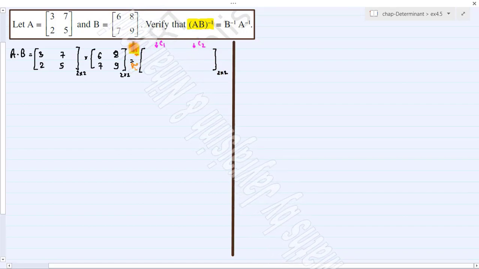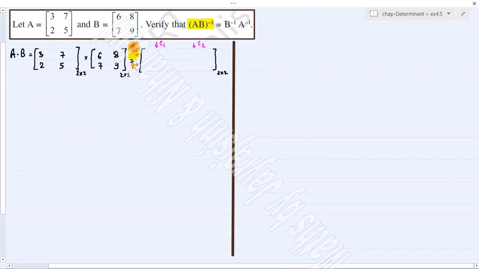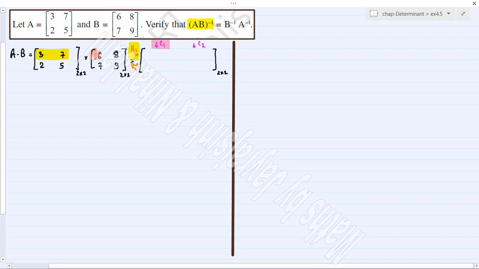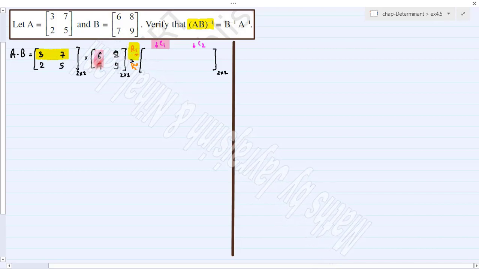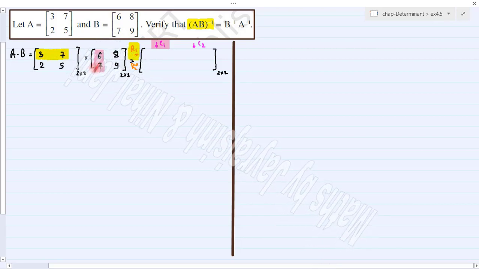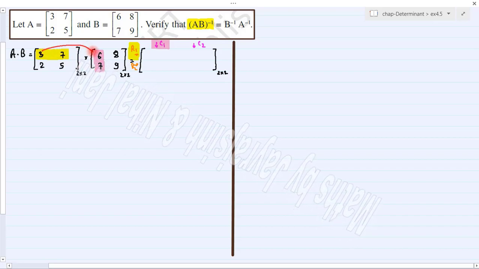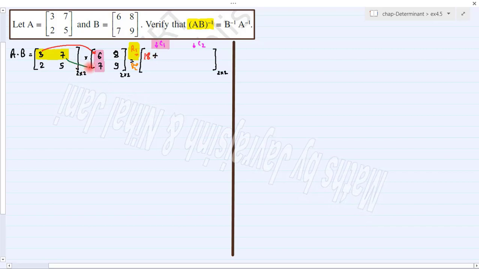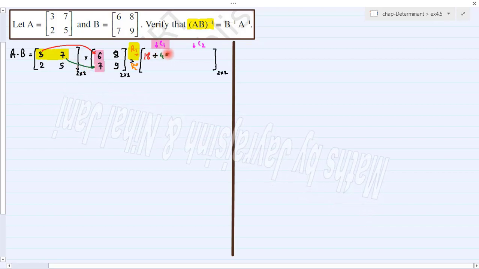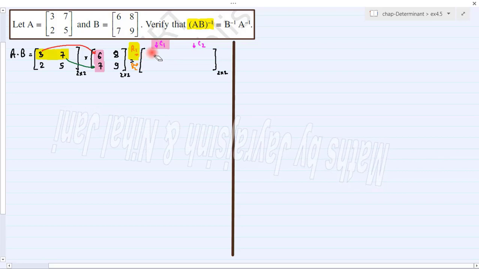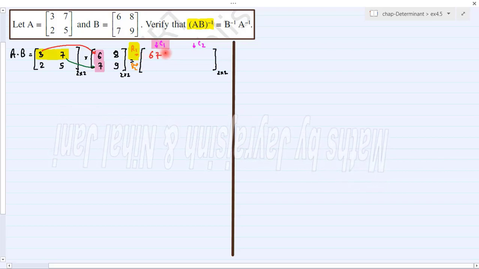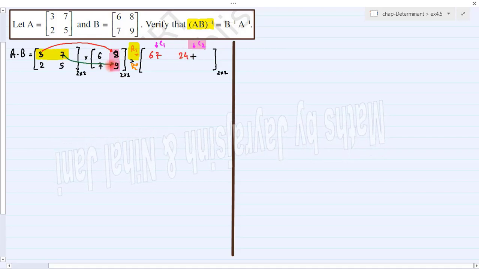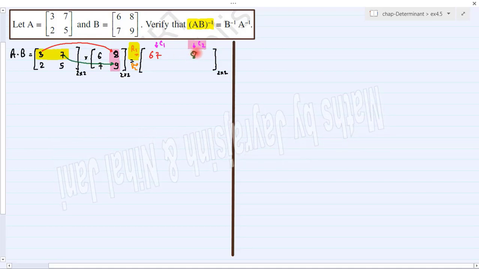So let's try to get first element, which is in first row and first column. So we have to multiply first row of first matrix and first column of second matrix. So here 3 sixes are 18 plus 7 sevens are 49, or we can say we will get 67. Then the next element is in second column, so it will be 87.